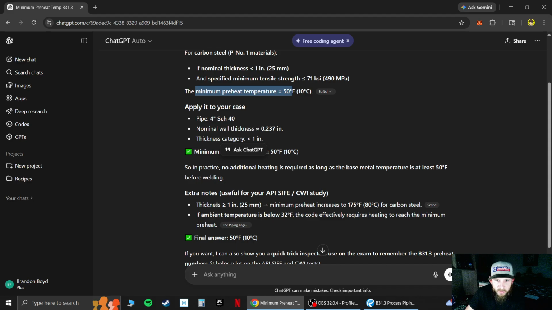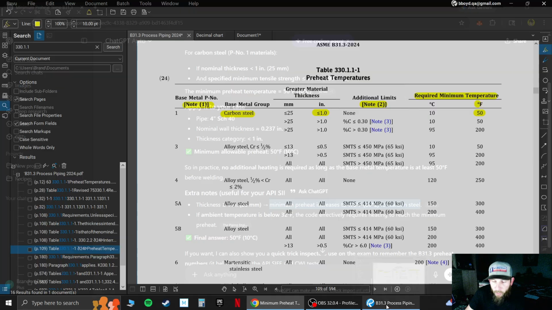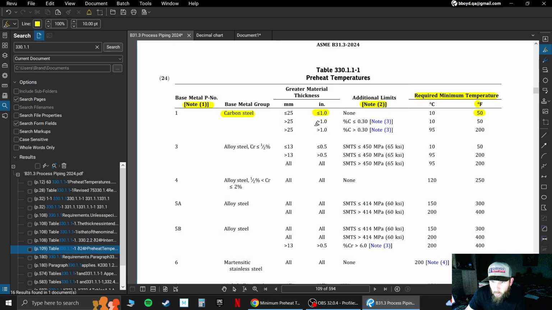It showed that a thickness that's greater than or equal to 1 inch has a minimum preheat increase to 175 degrees for carbon steel. Now, if we reference back to B31.3, it shows that carbon steel that's greater than 1 inch has a required minimum temperature of 200 degrees Fahrenheit. AI said 175, so in that case, AI was incorrect. If you look here, there's another row that shows greater than 1 inch with a required minimum temperature of 50 degrees. So how do you know the difference between this one and this one?